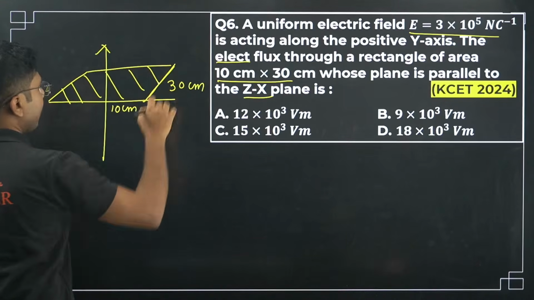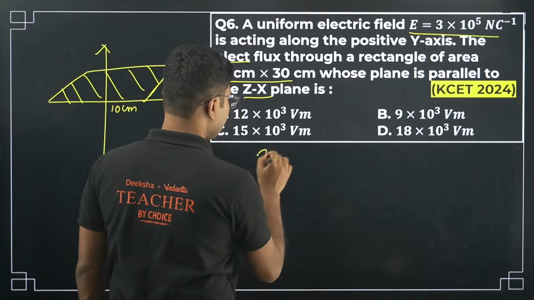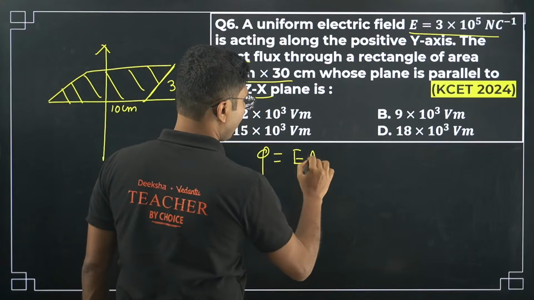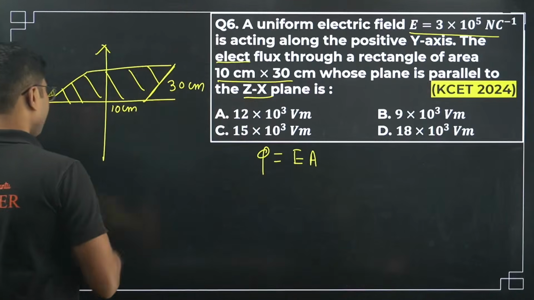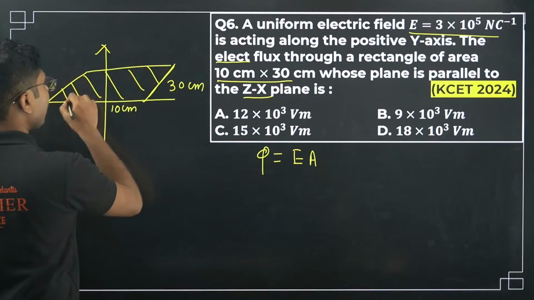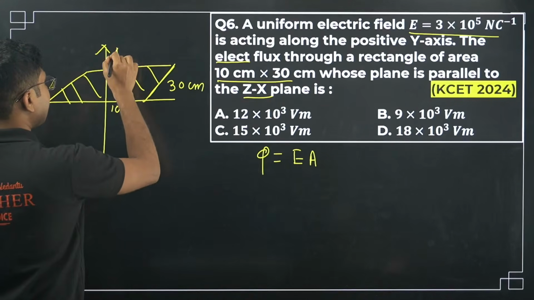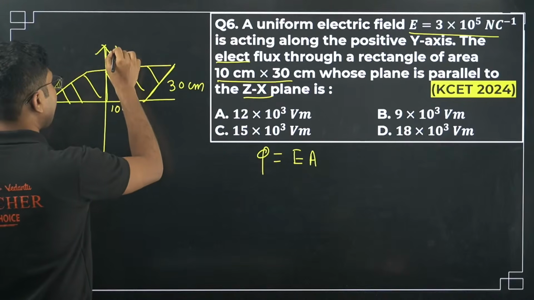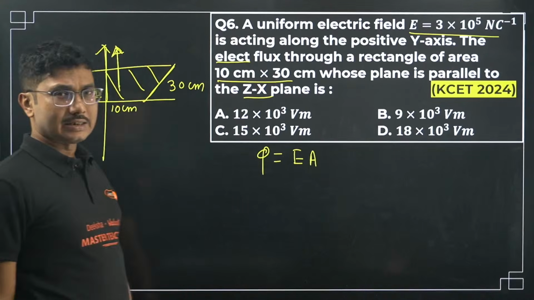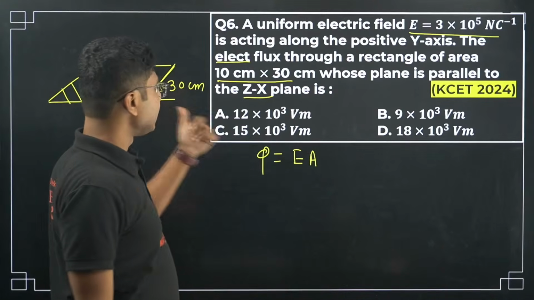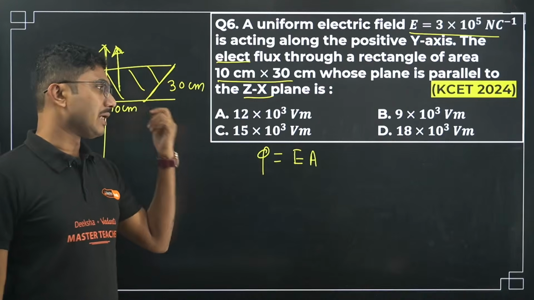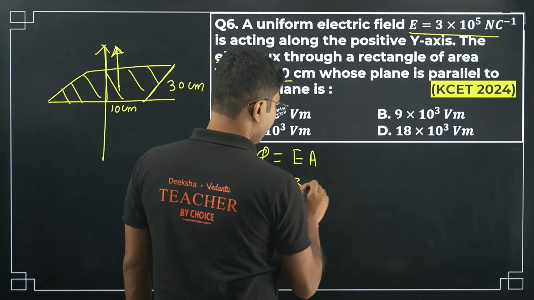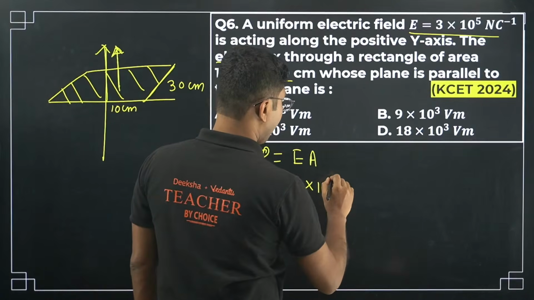For that you have to use a simple formula. Electric flux is basically given by E dot A, or EA cos theta. In this case theta is 0, because this is the normal vector of the plane. So this vector and the normal vector are parallel, that means angle theta is 0. Angle theta 0 means EA cos theta becomes only EA. E is given here as 3 into 10 to the power of 5.